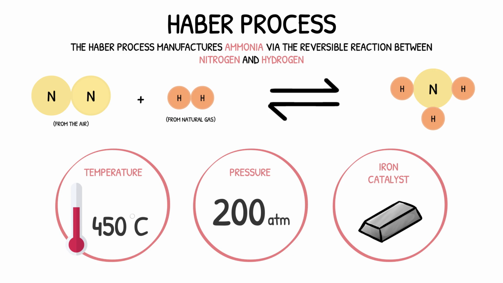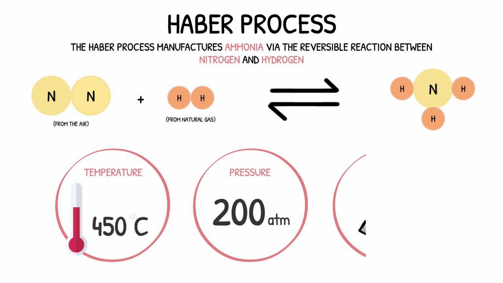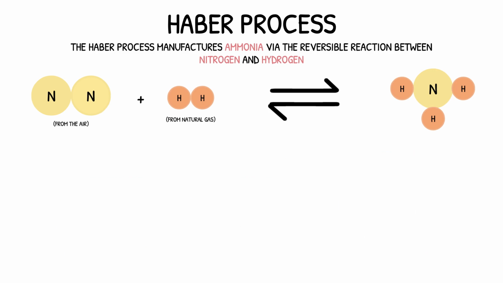Changes to the conditions of a reversible reaction will cause a shift in the equilibrium of that reaction. In general, when a condition is changed, the equilibrium will shift in the direction that counters the change to the system. For example, in the reversible reaction between nitrogen and hydrogen to form ammonia, the forwards reaction is exothermic, meaning it releases heat into the surroundings, and the backwards reaction is endothermic, meaning it absorbs heat from the surroundings.